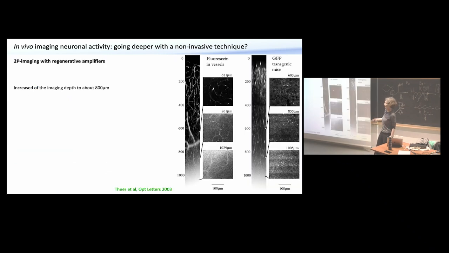Okay, so it works better, but it's still limited in depth. You see that when you go very deep, your image becomes white. So why does it become white? Actually, it becomes white because there is a background that is becoming stronger than your signal. But where is this background coming from? Because we said that light was coming only from the focal plane. Actually, the background is coming from the top of the sample.